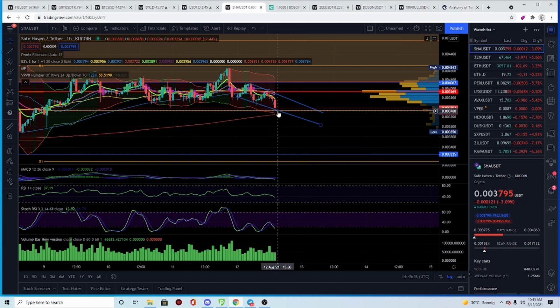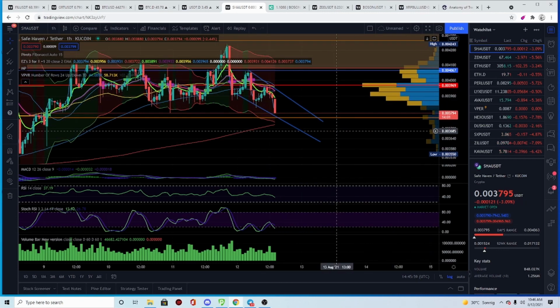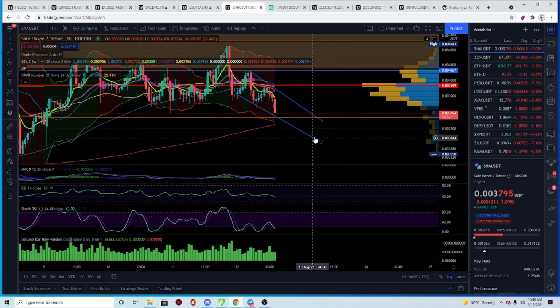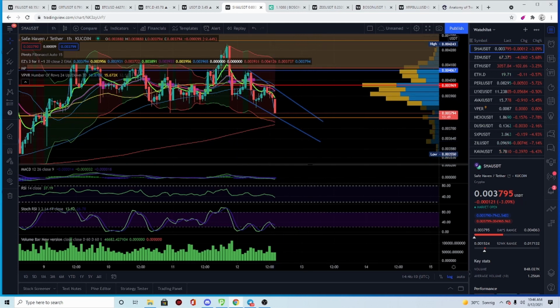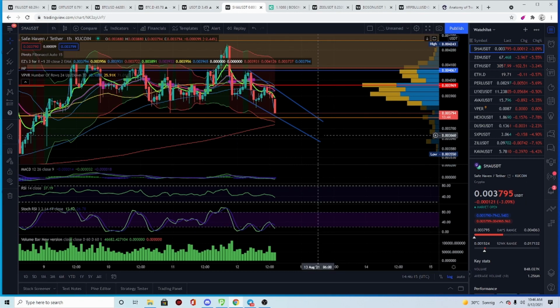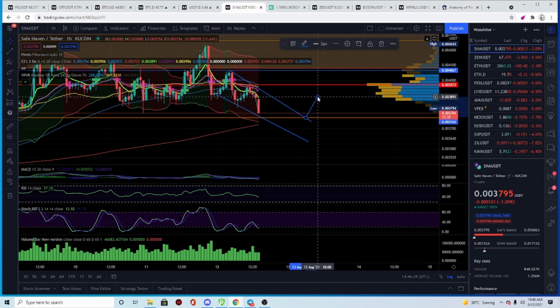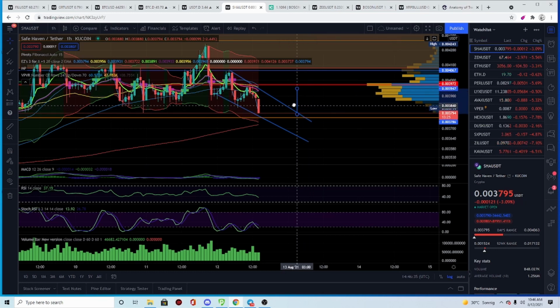So what you want to do is just keep looking, and you see how this is respecting the channel. Eventually, this is going to break out to the upside or to the downside. More than likely, I'd say it's going to break up to the upside, and your move from there would probably be the support line right here, which is now resistance. It's pretty strong resistance too.